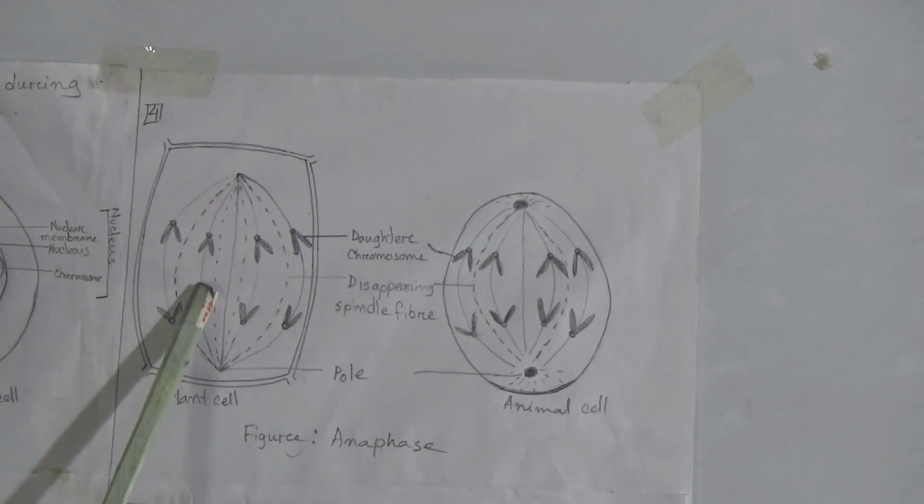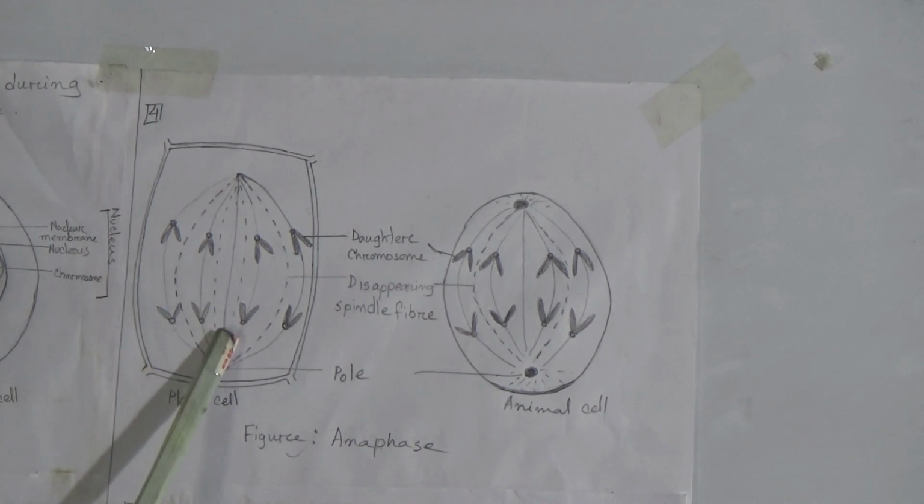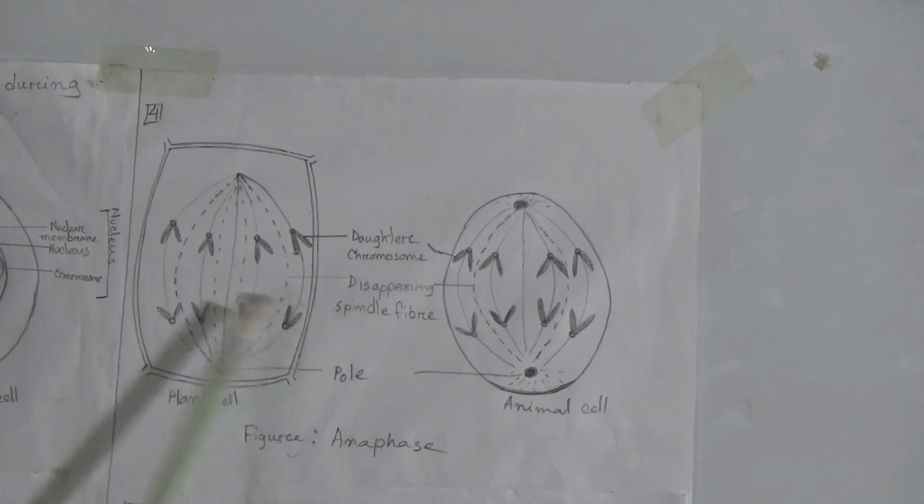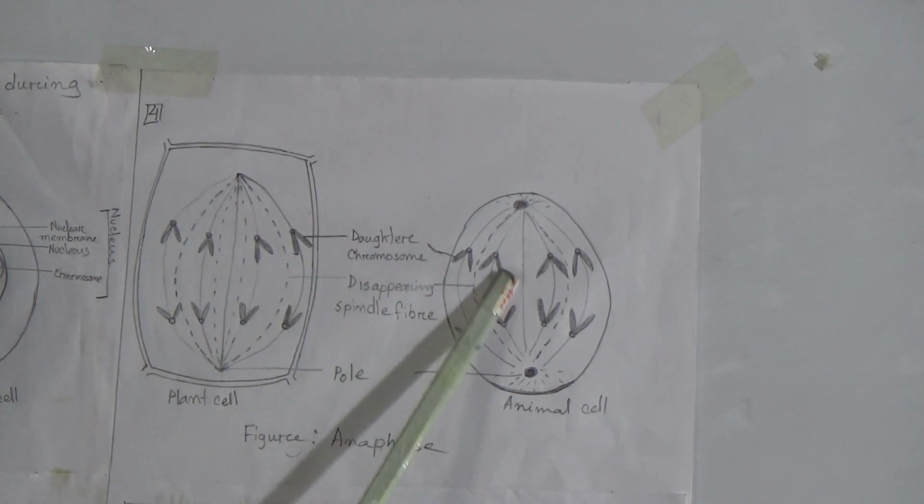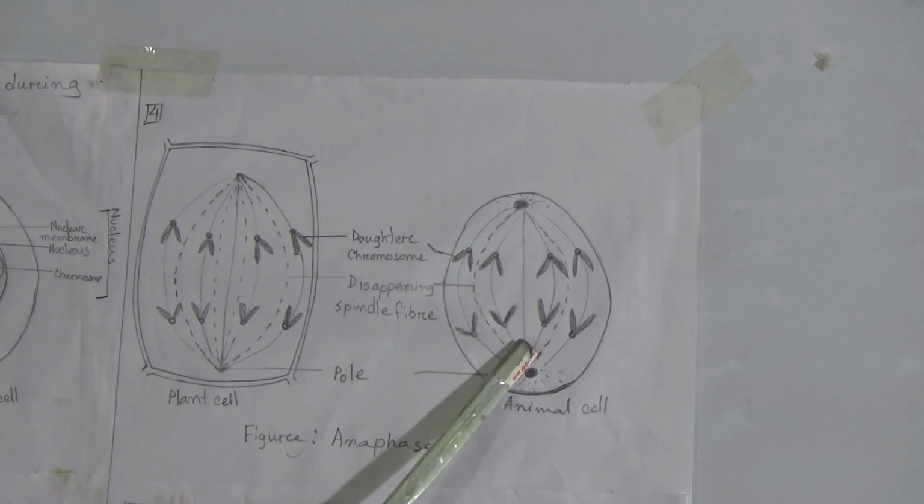Now the next, the fourth stage or step, is the anaphase. Here the centromere divides into two sister chromatids. The sister chromatids go to the poles. That direction is to the poles, and that is the first step of making another nucleus.